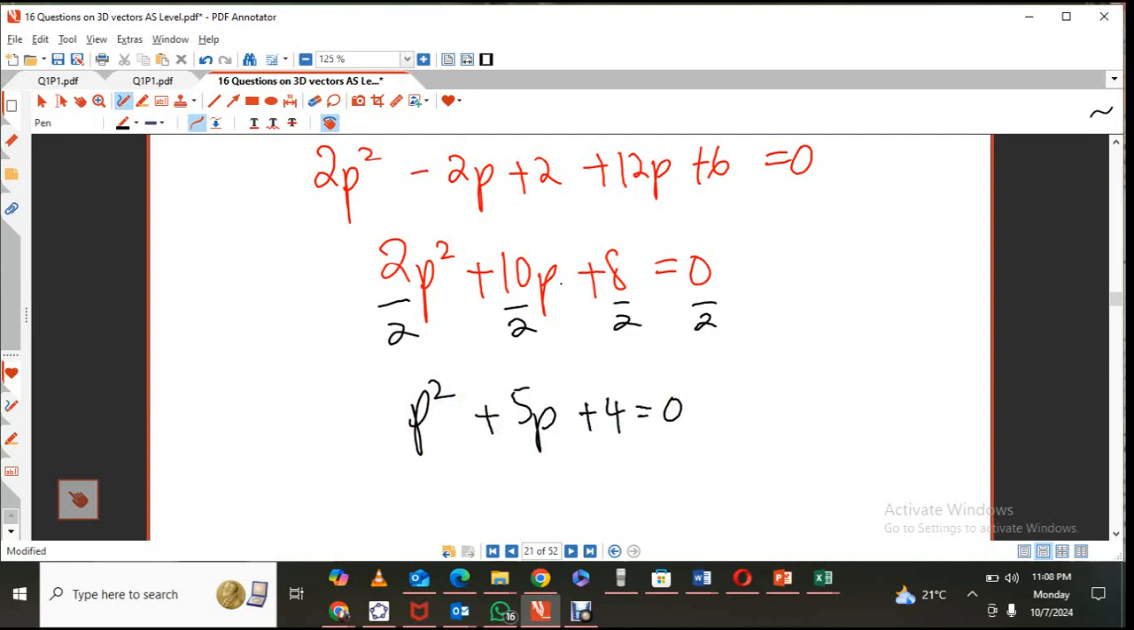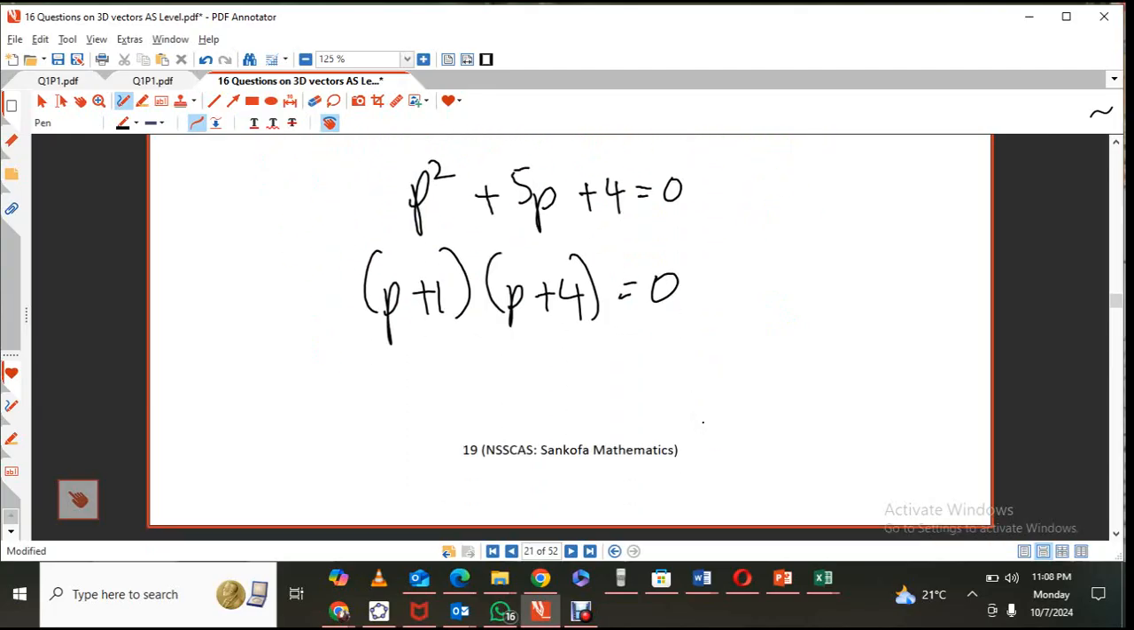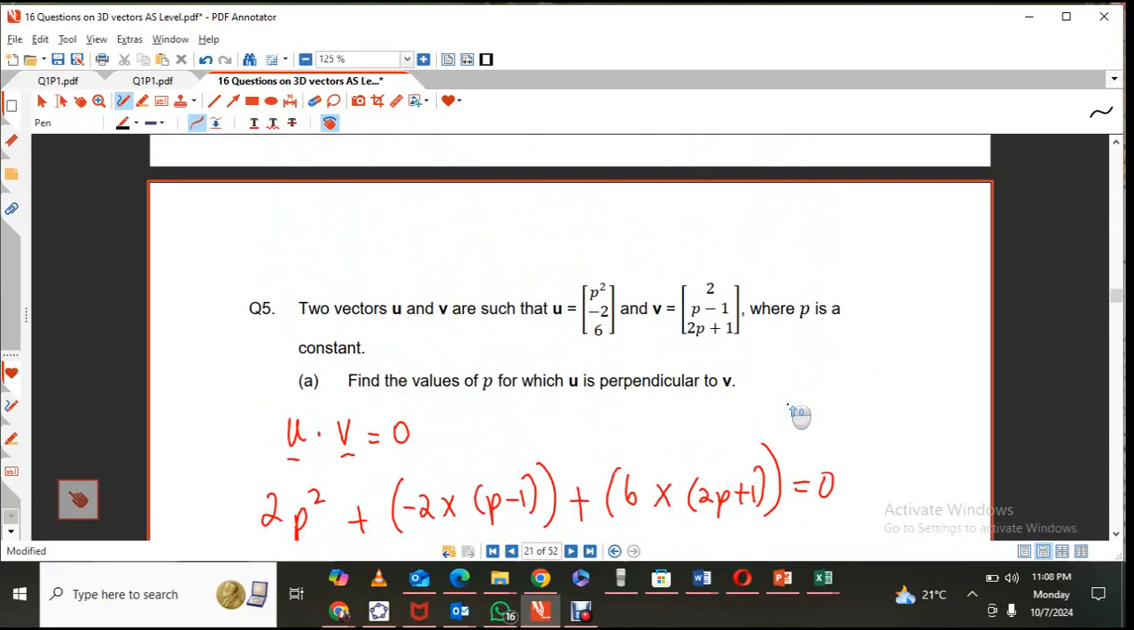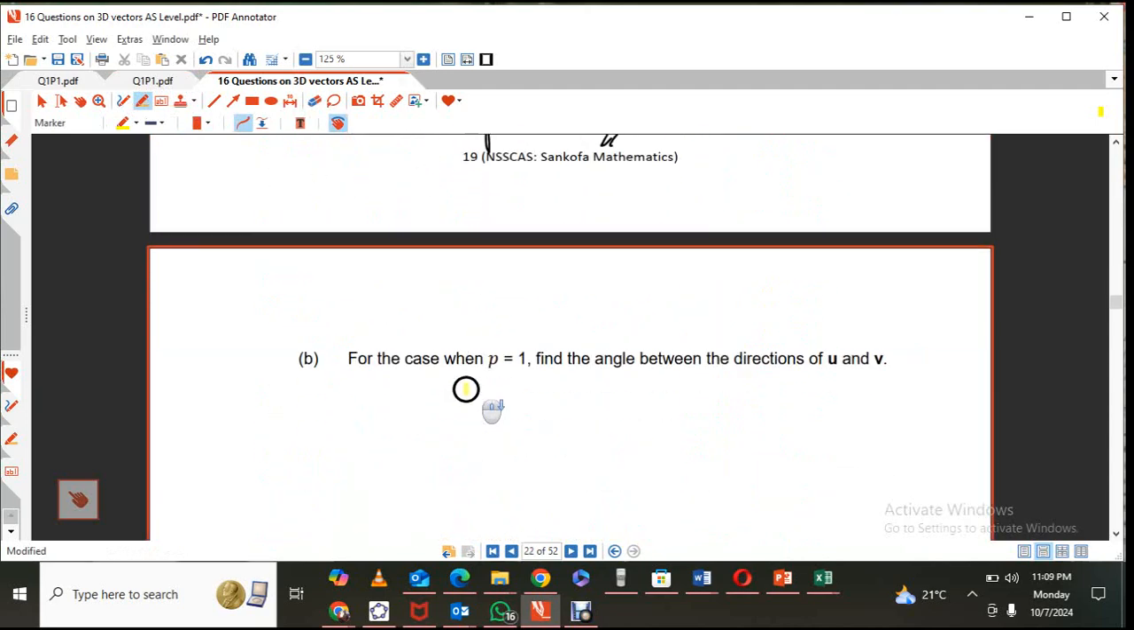Now 4 is 1 times 4, so the numbers you have got are p plus 1, p plus 4 is equal to 0. So if you have to find the values of p here, of course you let each bracket equal 0, p equals negative 1, or p equals negative 4. So they are saying in this case, find the values, keyword again, find the values of p. Right, so we did that.